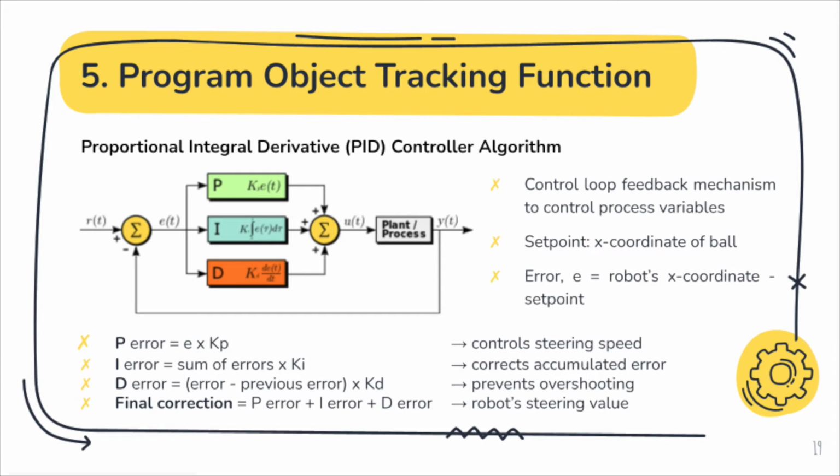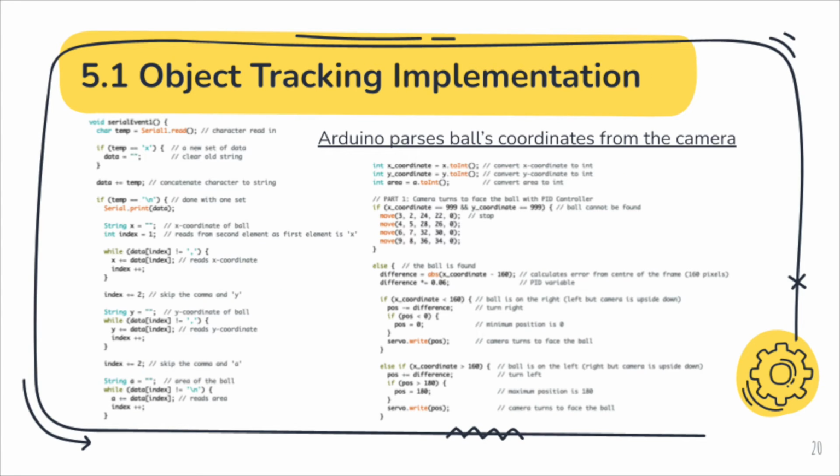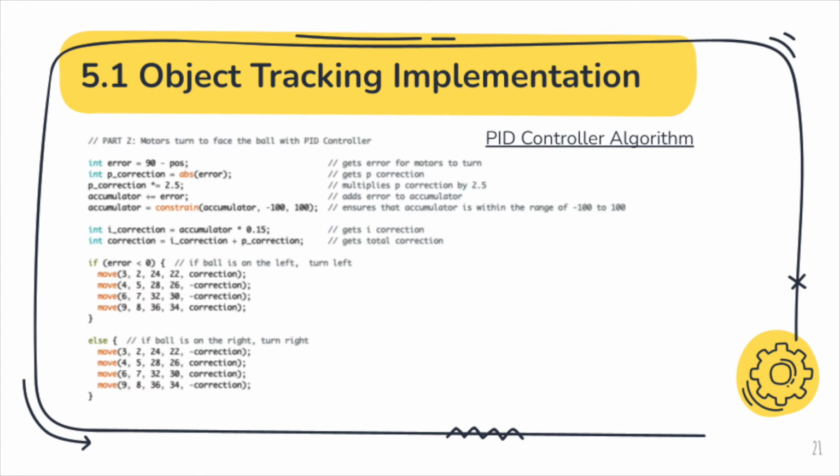The I term enables the robot to correct an accumulated error. For example, if the robot is constantly too much to the left, it will turn right. The D term is the damping term which prevents the robot from overshooting. The final correction is passed to the motors for the robot to turn and face the ball. This is my implementation of the object tracking function in C.